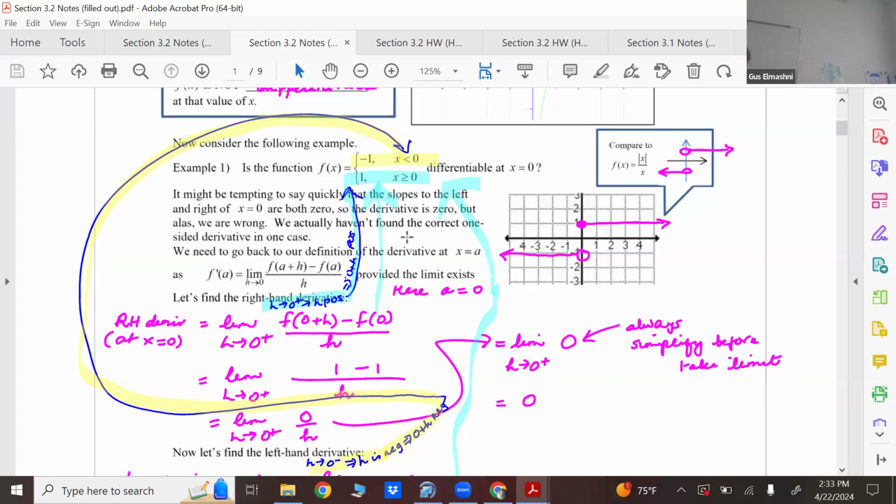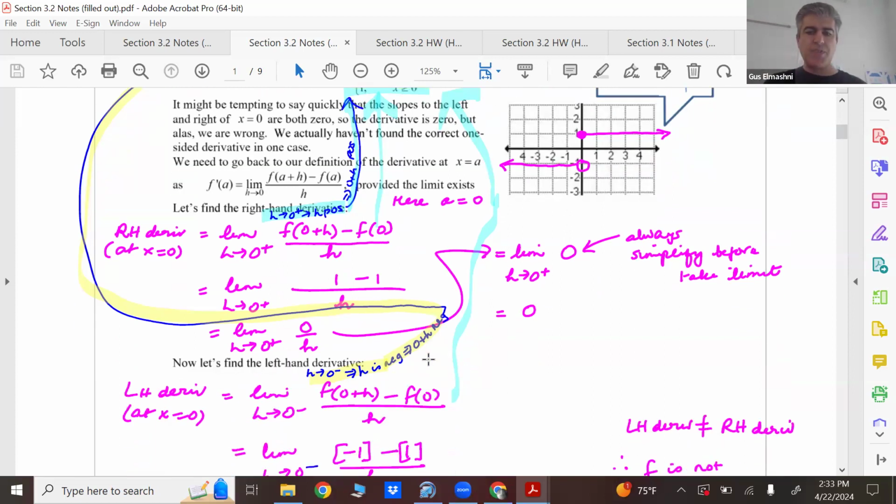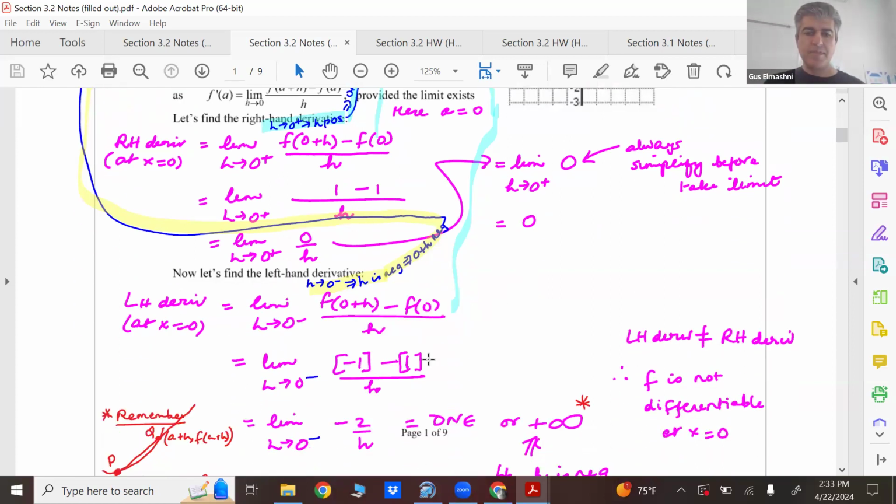Okay, now for the LHD. Remember, h is negative, it's less than 0, because we're approaching 0 from the left side. So f of 0 is still 1, we know that, but f of 0 plus h is going to be -1. Now it's -2 over h.